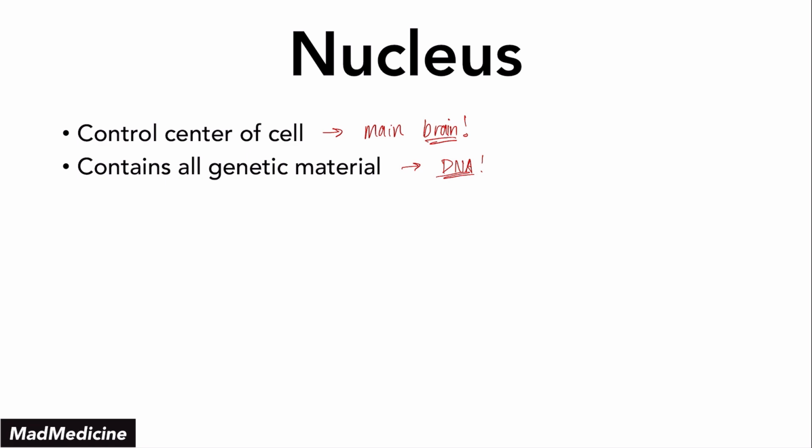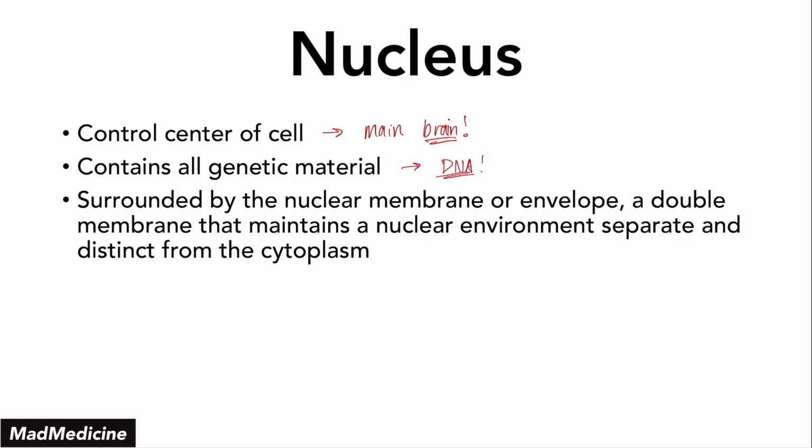This is a double membrane that contains a nuclear environment that is separate and distinct from the cytoplasm. This is very important because it allows for a safe environment. Why do you want a safe environment inside the nucleus? Well, because you have DNA in the nucleus and you do not want to damage that DNA. Now, you do know that DNA becomes RNA and then it becomes proteins, and then DNA and RNA actually has to leave the nucleus.